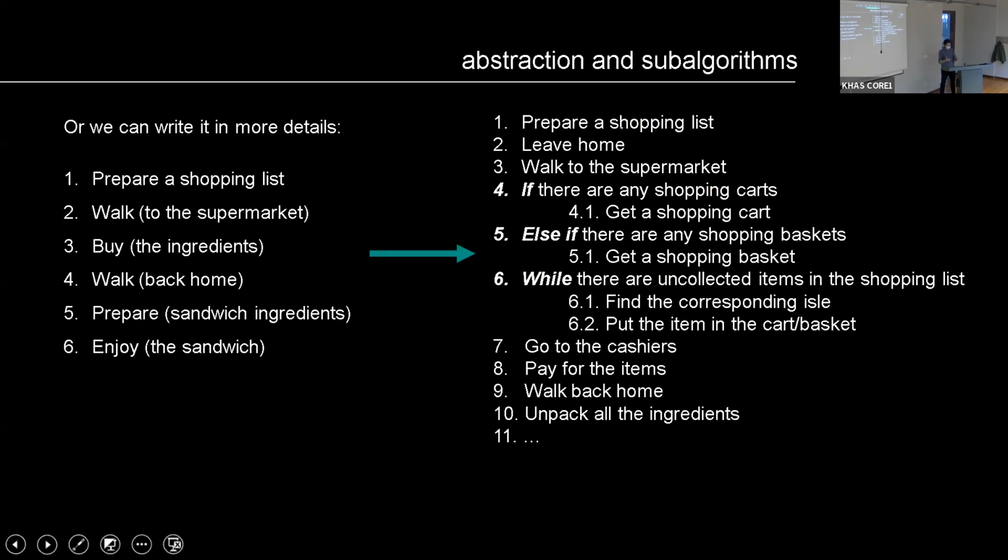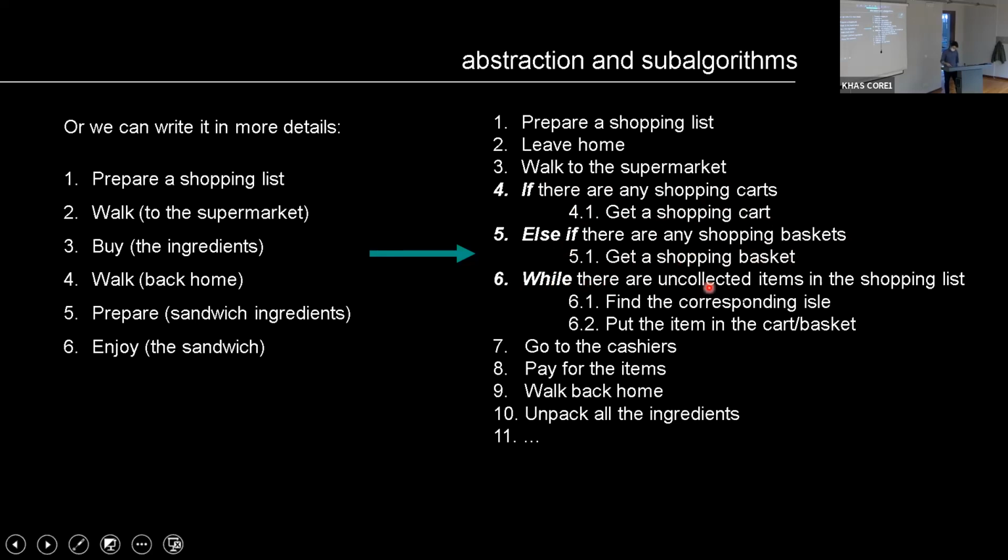If you are giving details just to yourself, you don't even have to give these details, but you are probably just thinking of something like this when you're doing your shopping for buying a sandwich. You could have written something like this for yourself. Prepare a shopping list, leave home, walk to the supermarket. If there are any shopping carts, get a shopping cart. Else, if there are any shopping baskets, in which case there are no carts, get a shopping basket.